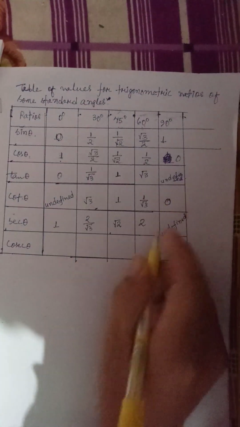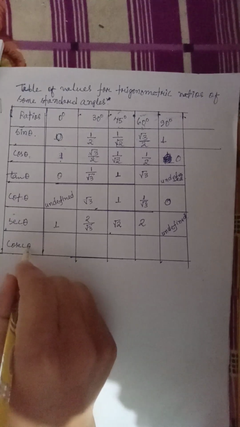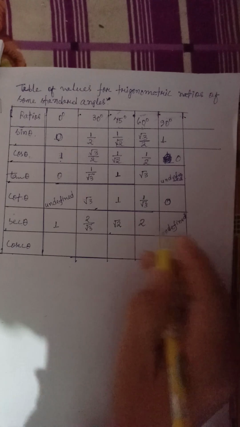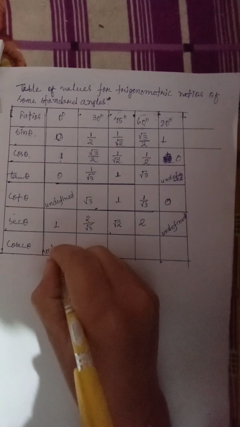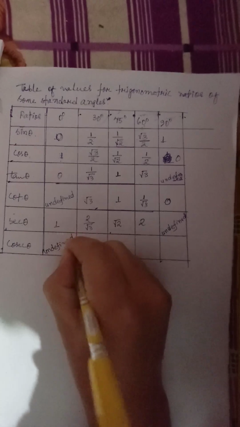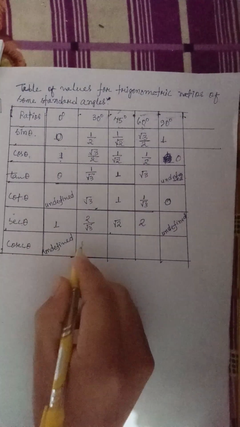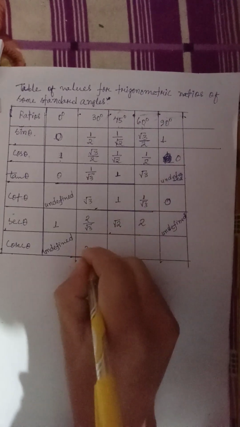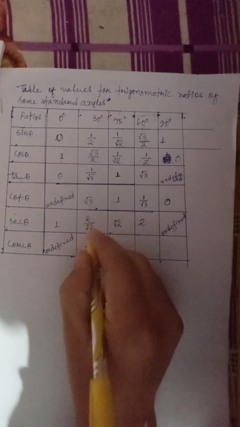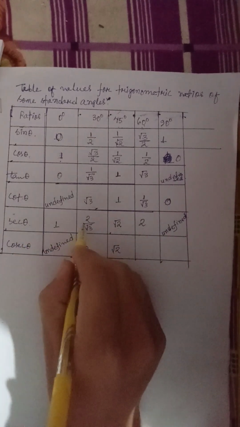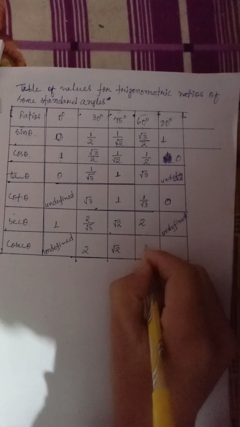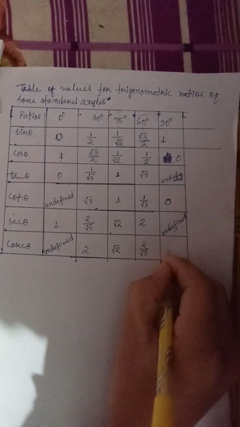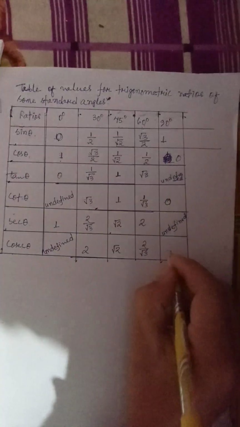And just opposite to this, cosec values will be given. Here sec 90 degree is undefined. That means cosec 0 degree will be undefined. Then cosec 30 degree will be sec 60 degree, which is 2. And here it will be root 2. And here, sec 30 degree will be cosec 60 degree, which is 2 by root 3. And cosec 90 degree will be the value of sec 0, which is 1.